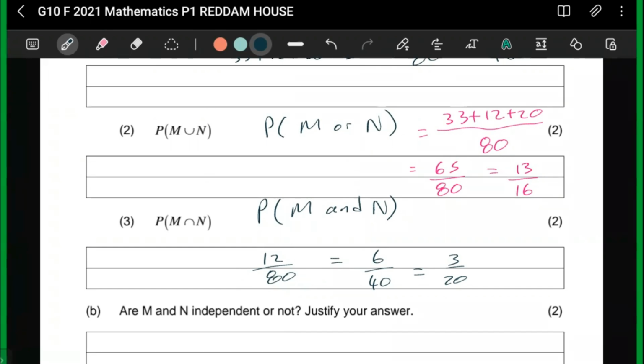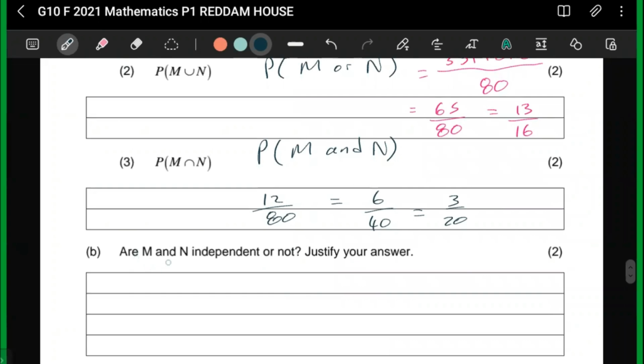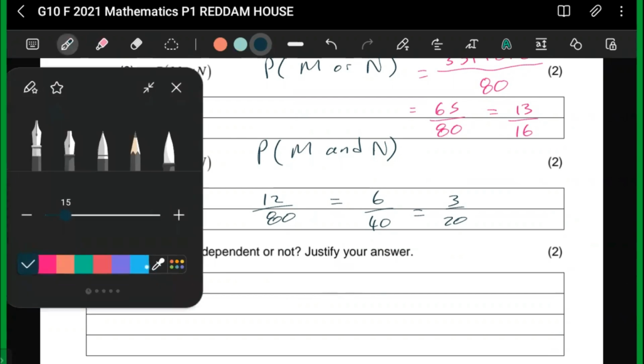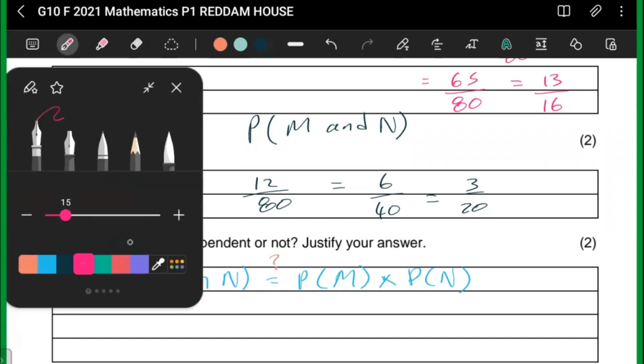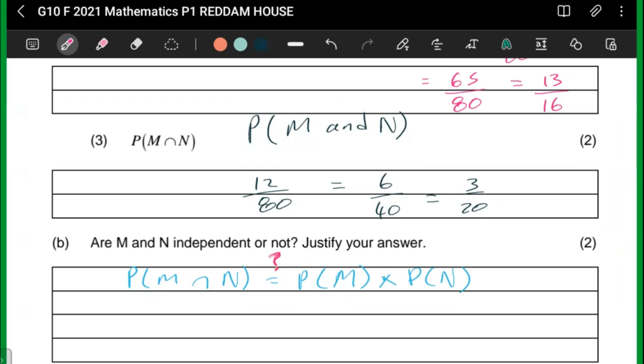So let's see. B says M and N are independent or not. Justify your answer. This is where your theory comes in. For independent events, the probability of M and N should be equal to the probability of M multiplied by the probability of N. That's for independent events. This equation has to balance. So we want to test it out. Let's just put a question mark here, to test if this equation balances out.